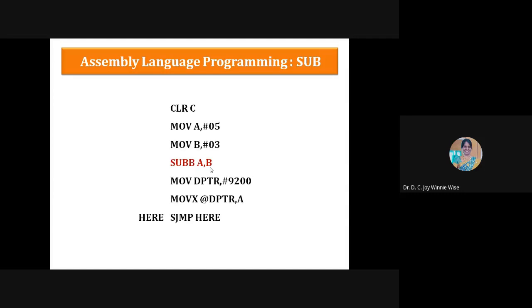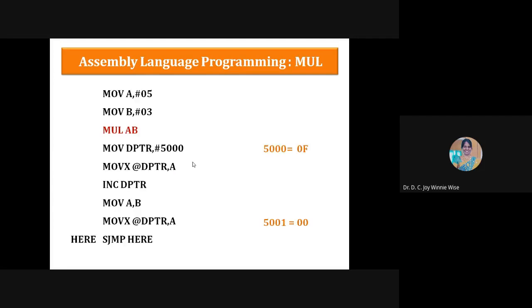Next again, the same program, subtract. So this CLR C and the instruction I'm going to use is subtract with borrow, SUBB. Same program, just you have to change this ADD, ADDC, that is add with carry, to subtract with borrow. Okay. So next one is to multiply the two datas.